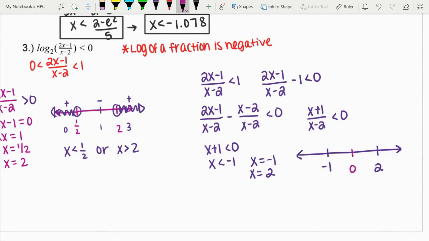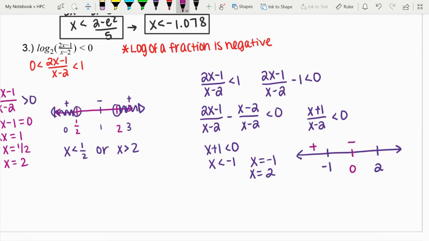I'm going to test a number that's smaller than negative 1. I'll test 0, and then I'll test a number that's larger than 2. Remember, we are only looking for numbers that'll satisfy being less than 0. So we're only looking for negative numbers. If we substitute in negative 2, we're going to end up with a positive answer. If you substitute in 0, we will get a negative number.